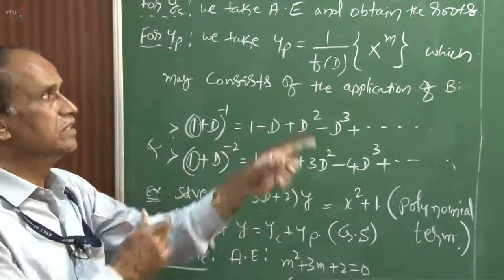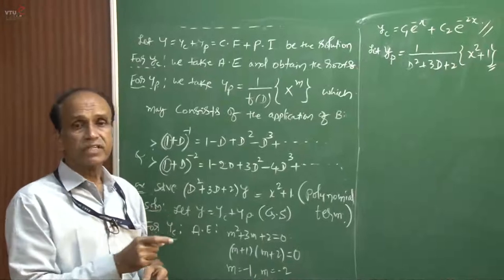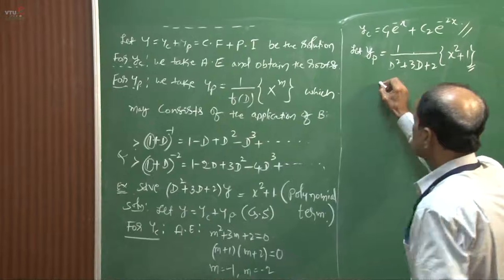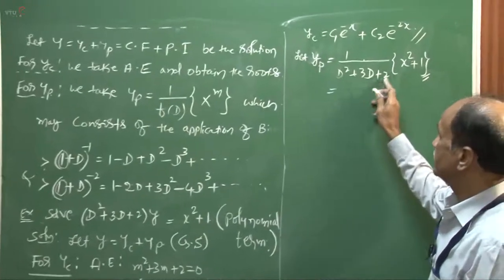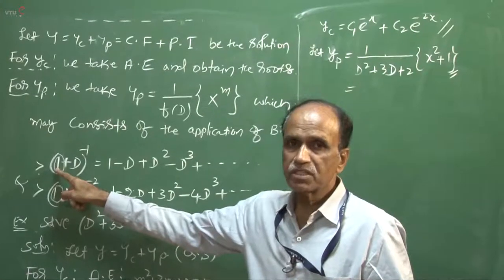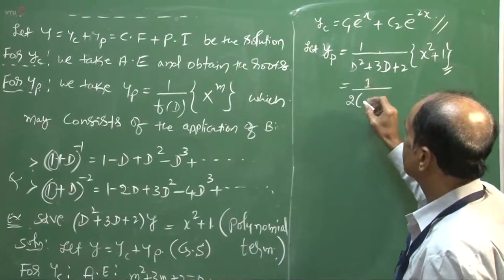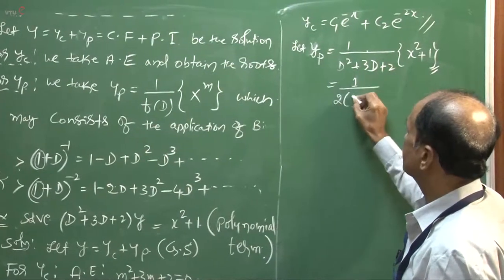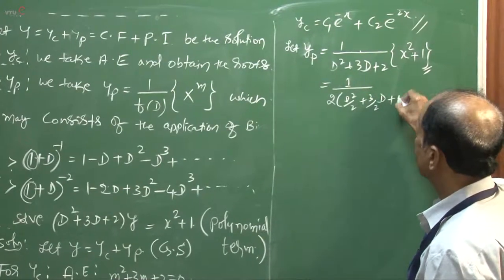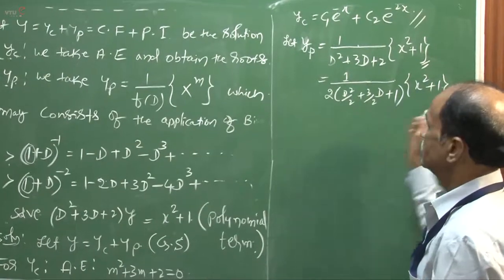If you write in the reverse order, D square plus 3D plus 2, you can write it like 2 plus 3D plus D square, in the increasing powers of D. So in every problem you start like this, the first term should always be equal to 1, that is unity, because in the binomial theorem we have derived it like that. So 1 divided by 2 into D square by 2 plus 3 by 2 D plus 1. This is to be operated on x square plus 1.